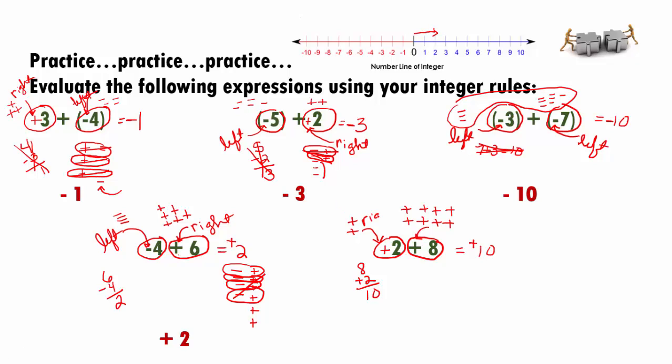Positive 2 means I'm going to move to the right. Positive 8 means I'm going to move to the right again. So from positive 2, I'm moving to the right again. And sure enough, we come up with positive 10.